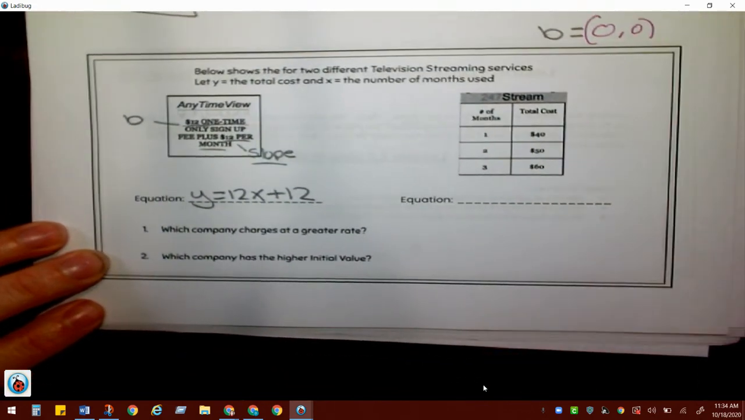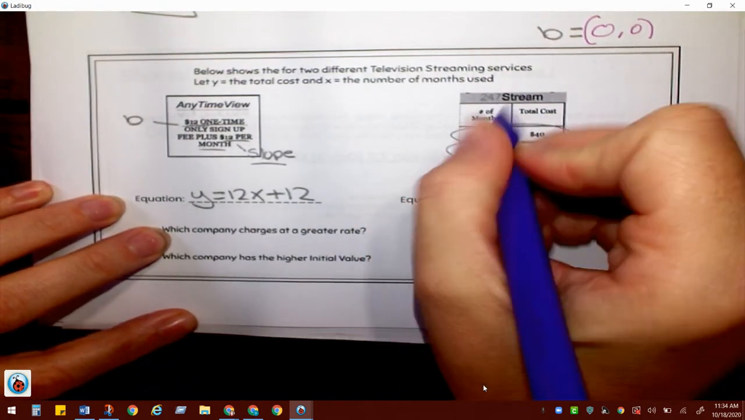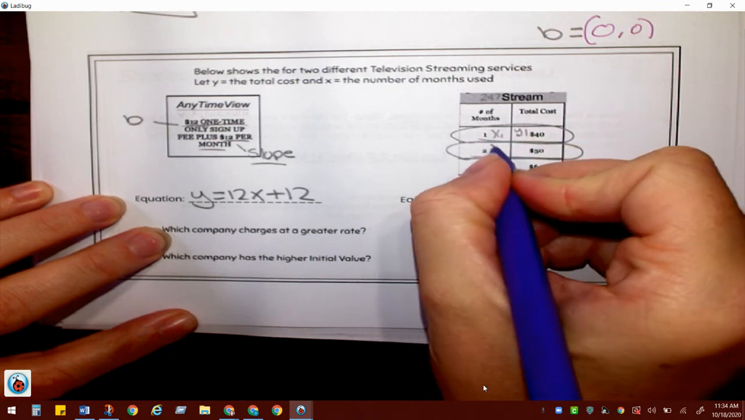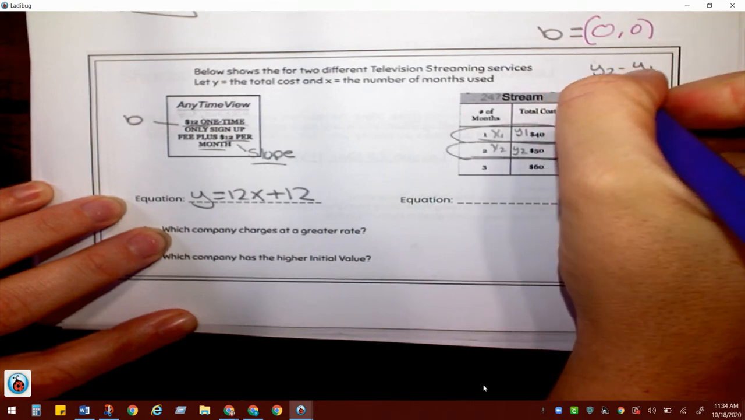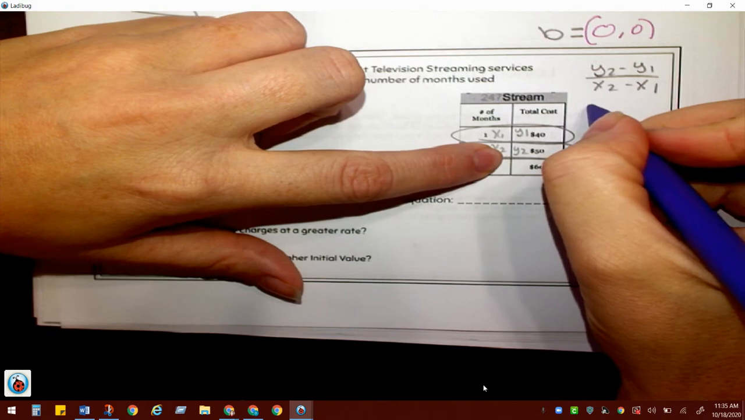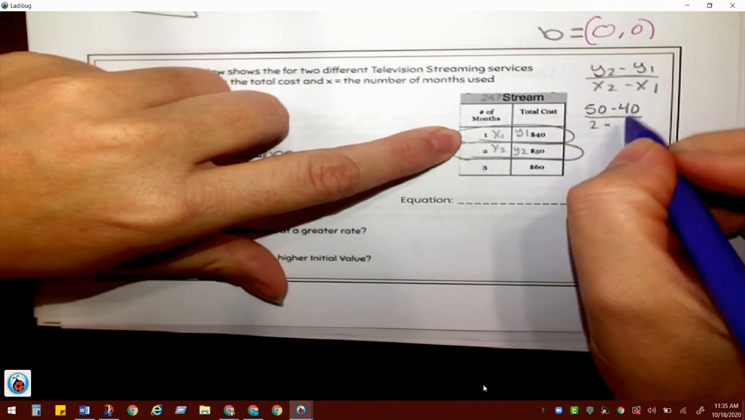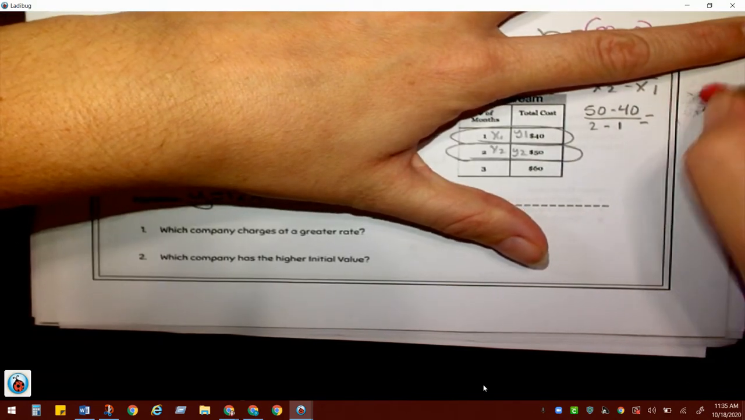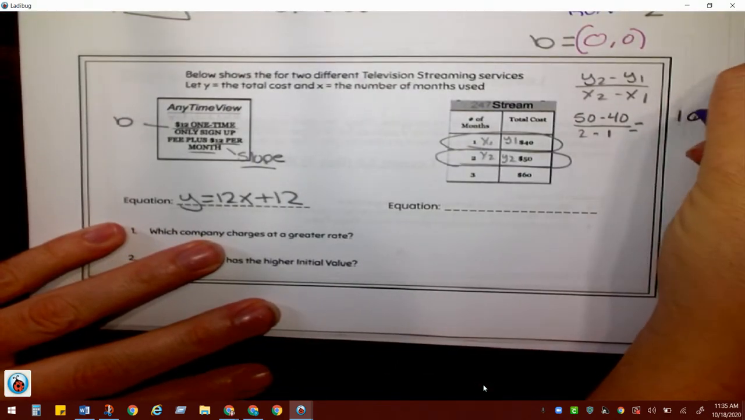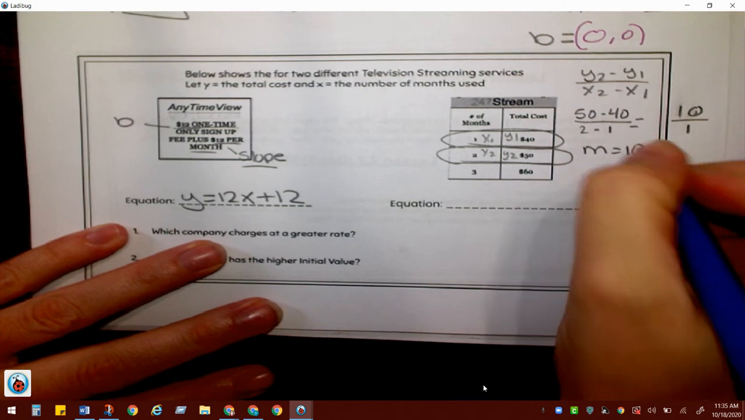Then coming over on this side, using my table, like we did in the previous question, I have to find my slope first. So I'm going to pick 2 points, x1, y1, x2, y2. And using the slope formula, I'm going to find my slope. So y2, which is 50, minus y1, which is 40, is 10, over x2 minus x1, which is 2 minus 1, which is 1. And so that would be 10. So my slope is 10, right?